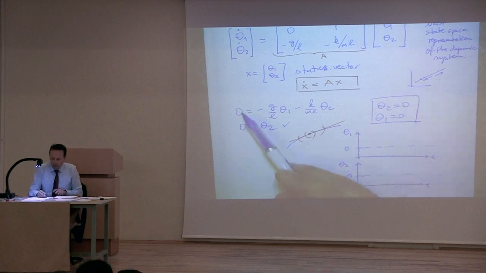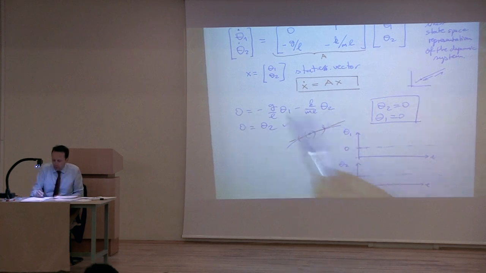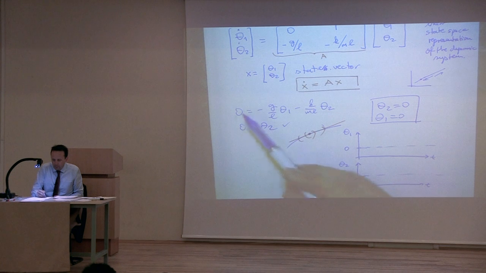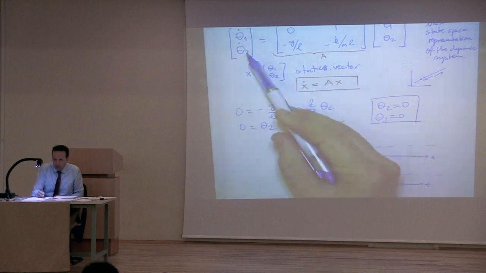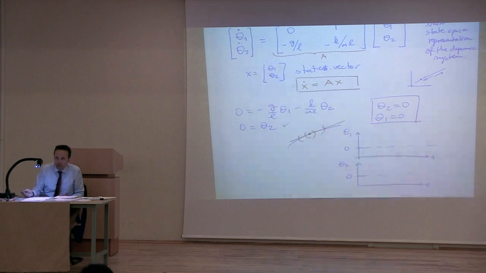Because if this is 0, 0, which means that theta 1 dot will be equal to 0, theta 2 dot will be equal to 0, which these are the time derivatives. So nothing will change in time. It will look like that.